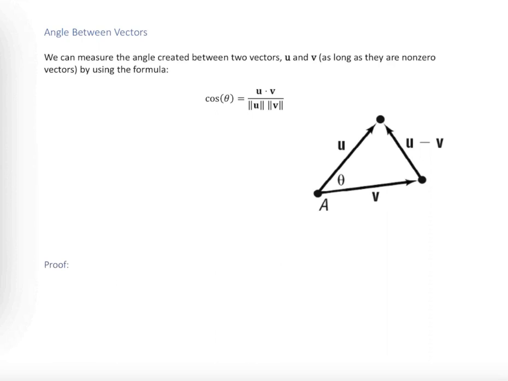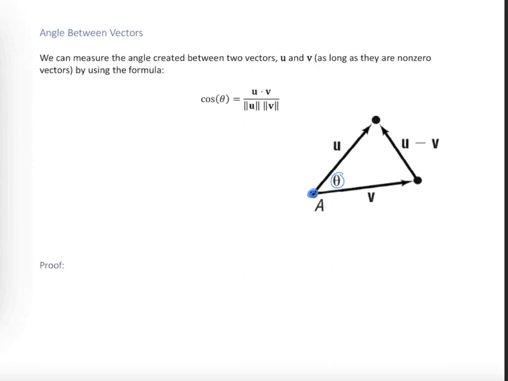The angle between two vectors is the angle theta that is between the vectors when they share the same initial point. That angle is also required to be somewhere in between 0 and 180 degrees.